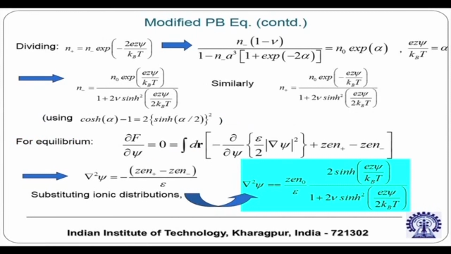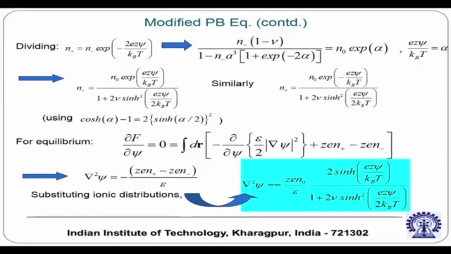Now for equilibrium you should also have the derivative with respect to psi equal to 0, the two parameters, the parameters were n plus, n minus and psi. So we set already that derivatives with respect to n plus, n minus 0, now we set the derivative with respect to psi equal to 0. So that gives nothing but the Poisson equation. So see, the sanctity of the Poisson equation is not disturbed and you get the same thing.